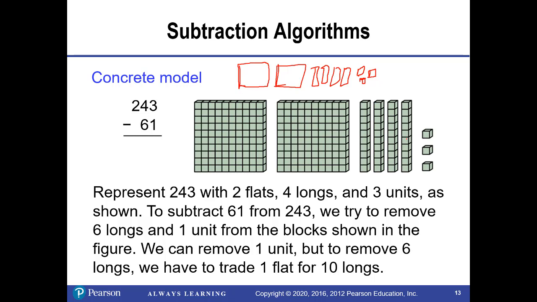So to subtract 61 from this, sometimes we'll actually model the 61. You might actually draw it underneath it. But what we notice is that we can do that here. We could subtract 1 of these. We would have 2 left. But I can't subtract 6 from these because I only have 4 of them to start with. What do I need to do? I have to trade. I have to trade 1 flat for 10 longs.